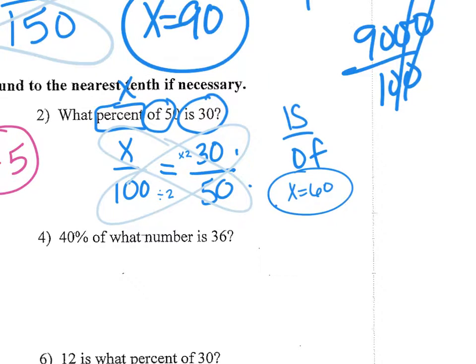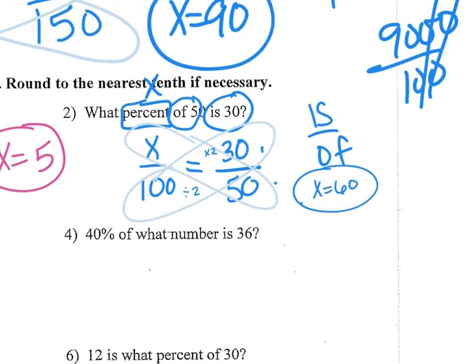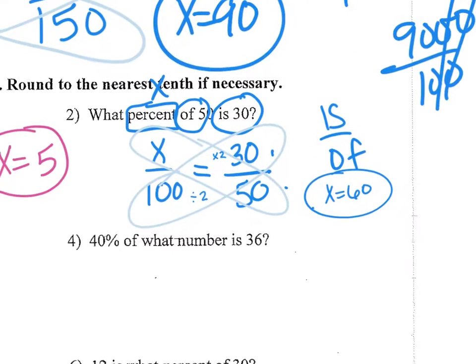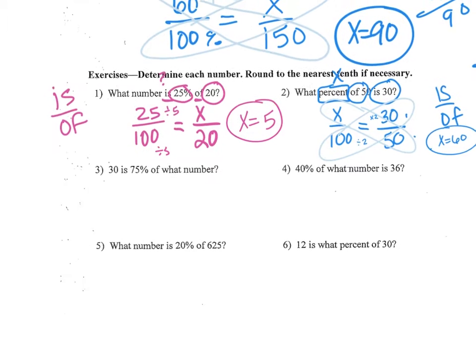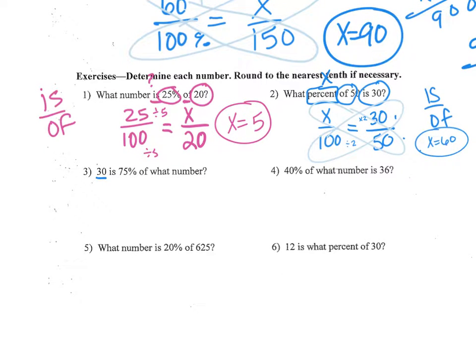You can scale up or you can scale down. And you don't have to do that. You can still cross multiply and divide. I'm just saying if you can easily see how it could be scaled up or scaled down, then you can try that.